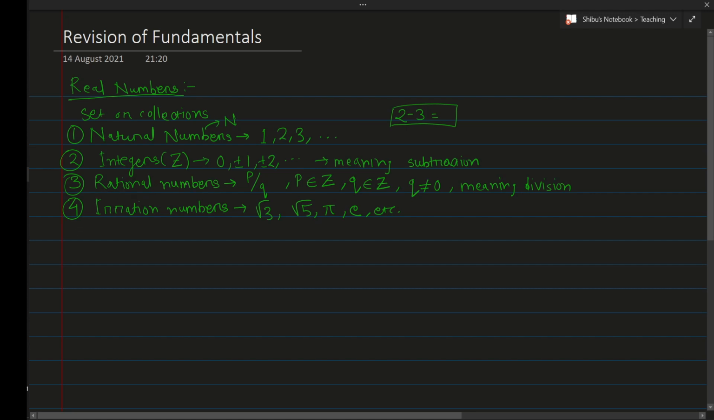So the rational number set is a superset of integers and natural numbers. What we can do is form a new set, the real number set, which will contain both the elements from the rational numbers and the elements from the irrational numbers.